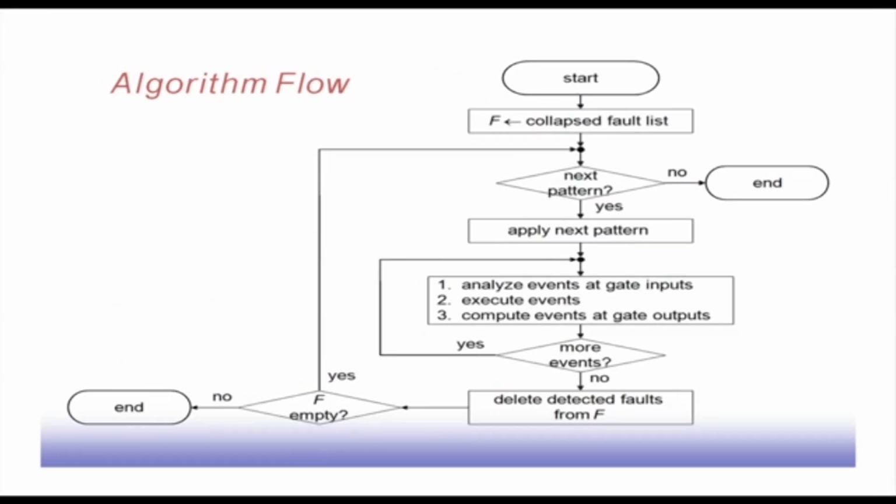The flow of the algorithm is simple. It starts with the collapsed fault list and gets the next pattern. Then it applies the next pattern, analyzes events at gate inputs, executes events, and computes events at gate outputs. If there are more events, it again analyzes events, and that way it goes. However, as I was saying, there are a number of gates associated with each physical gate in the circuit. One of them is a good gate and the others are bad gates.